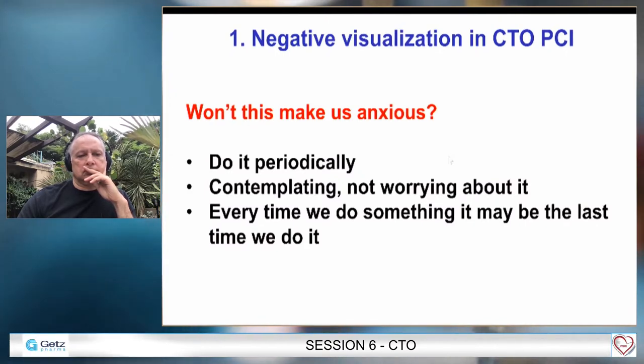One common criticism of this technique of negative visualization is whether it can make us anxious. But the reason we do it is we don't do it all the time, but periodically. The point of this exercise is not to actually worry, but to contemplate what could have gone wrong. And also not forget that every time we do something, whether this is CTO PCI or something else, we should never forget that this may be the last time that we actually do this particular action, because you never know when the end is coming.